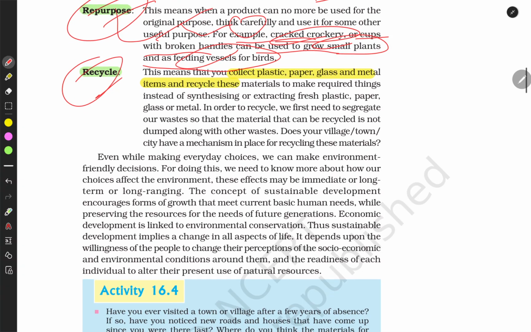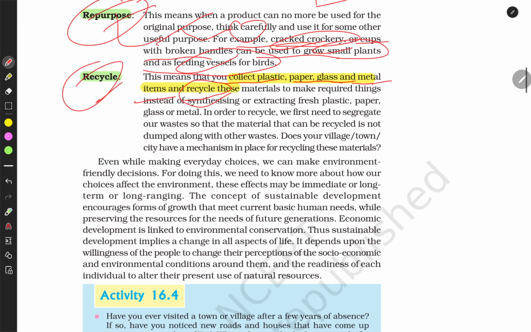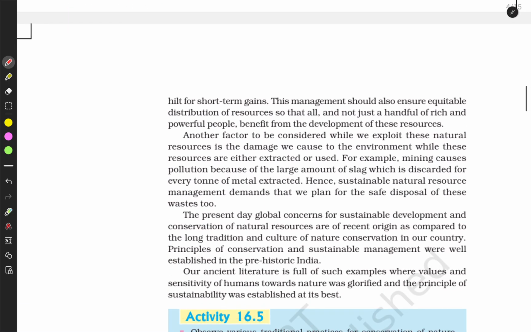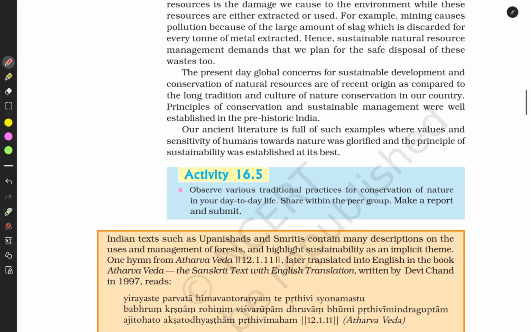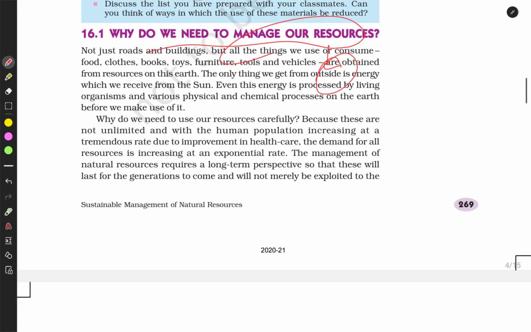Then recycle is collecting plastic, paper, glass, and metal items, and recycling them. These are the 5Rs which we should adopt, and this is how we can sustainably manage our natural resources. Why do we need to manage our resources? Because they are not infinite, they are limited, and this is why we have to use them very carefully and judiciously.